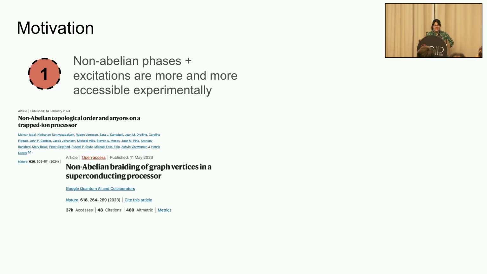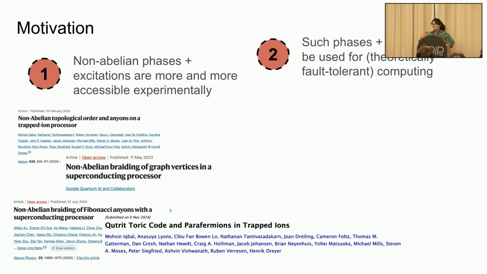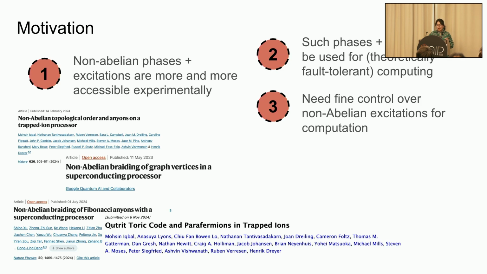As some examples, here are several experimental papers which have come out in the past year or so, which either prepare non-abelian order or create and control non-abelian excitations inside of an abelian topological order. And as I explained, such phases and excitations can be used for theoretically fault-tolerant, topologically protected computing. And so if we want to do this, we need to really understand these excitations well, because we need to have fine control over them to be able to do the computation that we would like to.